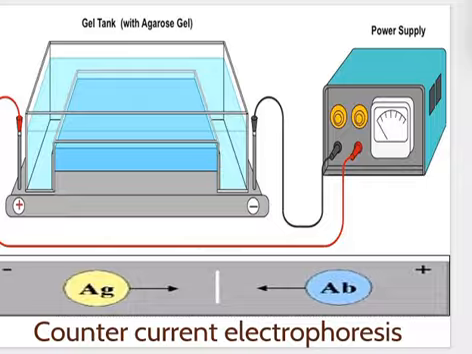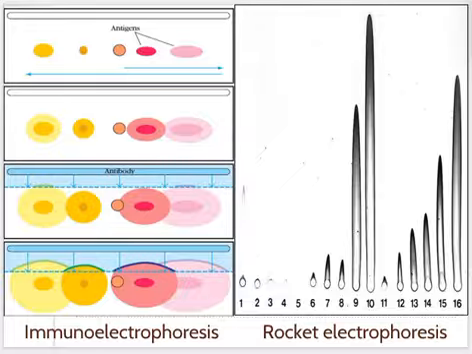Immunoelectrophoresis separates antigens by charge and then introduces antibodies to form precipitation arcs, revealing antigen identity and concentration. Rocket electrophoresis, on the other hand, produces sharp, rocket-shaped bands whose height correlates with antigen concentration. These methods provide detailed profiles of immune proteins, which are valuable in diagnostics and research.